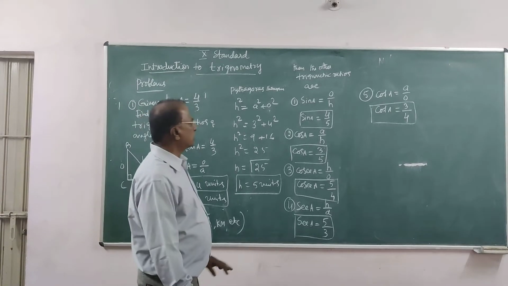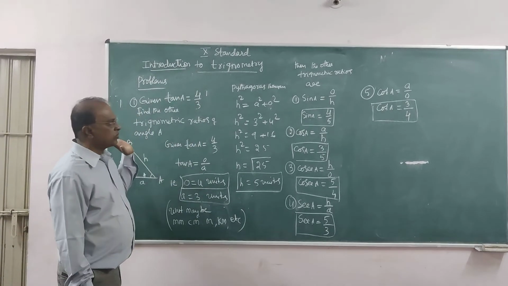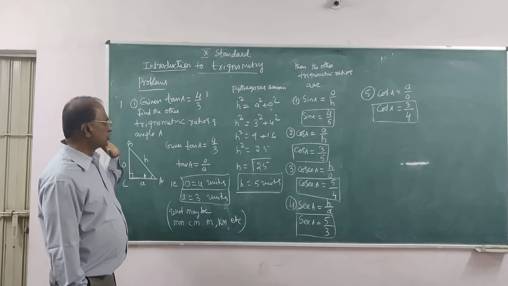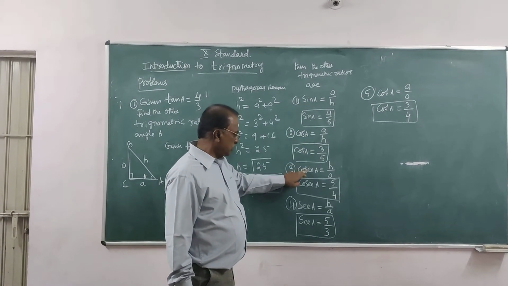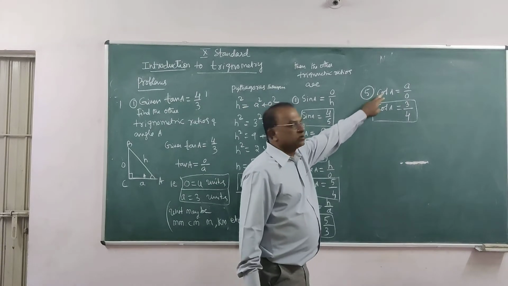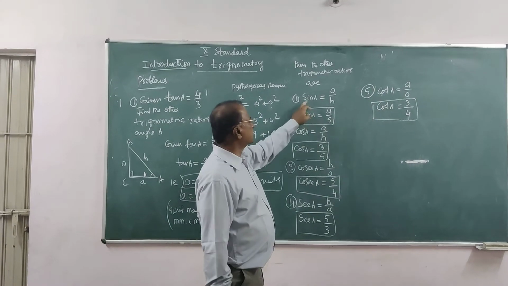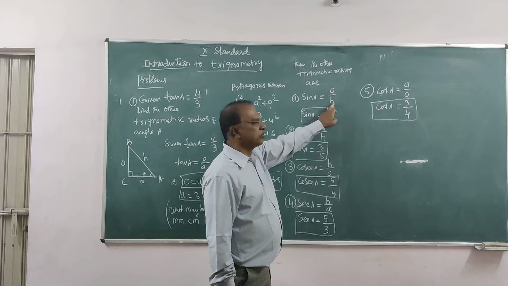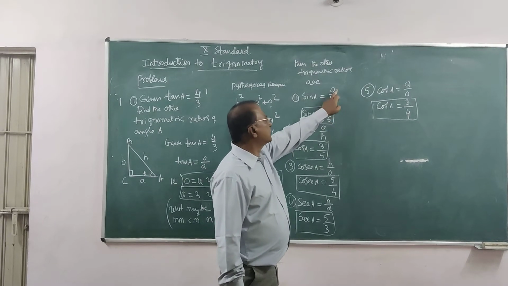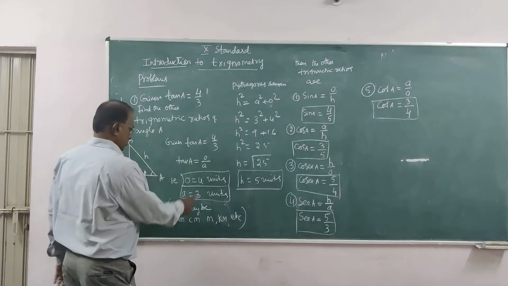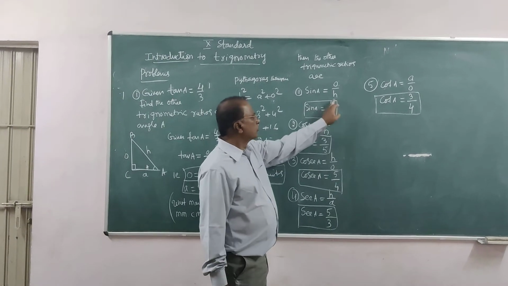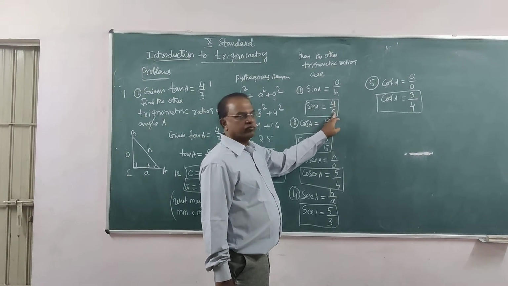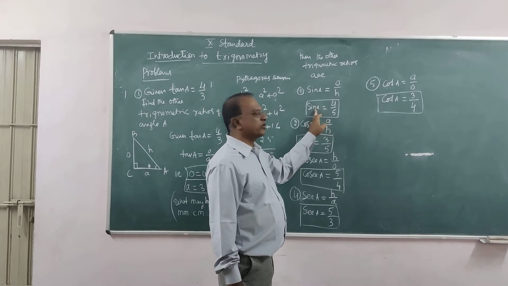You can evaluate the remaining 5 trigonometric ratios. Remaining are sine, cos, cosecant, secant, cot. Write the definition of sine: opposite by hypotenuse. Right? What is O? 4. What is H? 5. 4 by 5 is the ratio of sine of A.